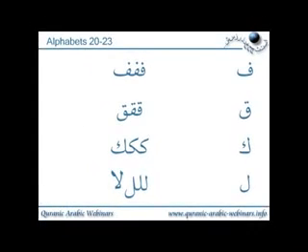However, in the Majidi script you may get times when they drop the hamza and it can look like an alif. Alphabets 24 to 26, so we have meem, noon and waw. The meem can be very difficult to spot. You can see here we've got three meems joined together. So the first meem is like a filled in circle at the top.